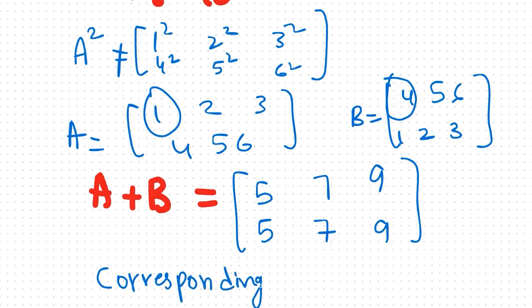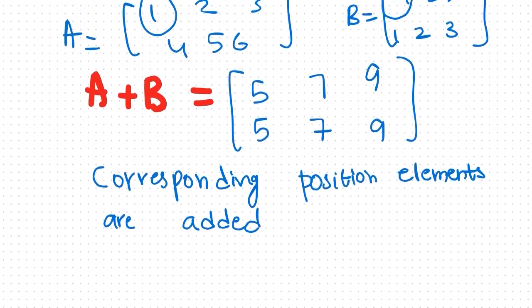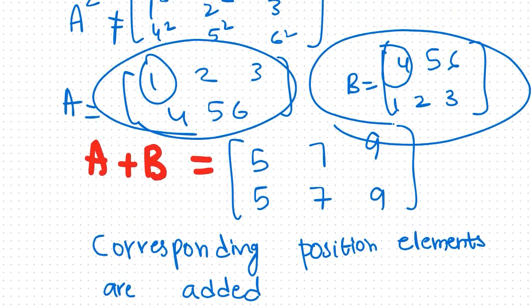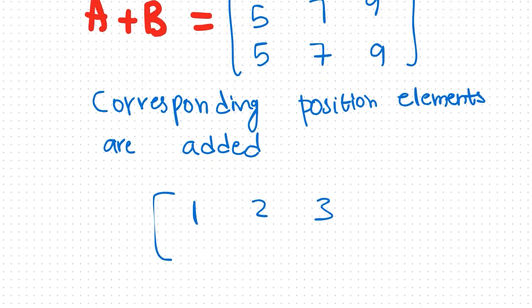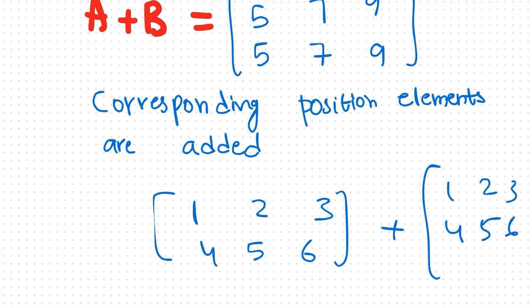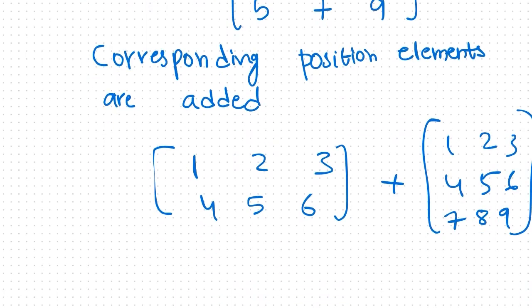So you have to add the corresponding position elements. But one thing we need to be careful about is that when you are adding any type of matrix, you have to make sure that the size is the same. Let's say this was A, you cannot add it with a 3 by 3. It doesn't make sense. Corresponding elements don't match, so it is not possible.